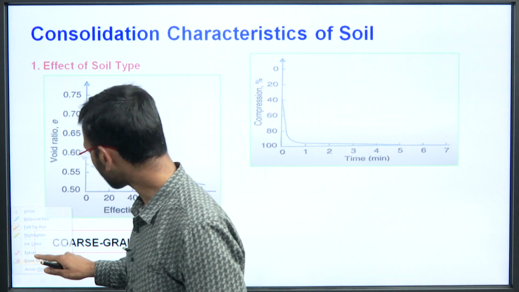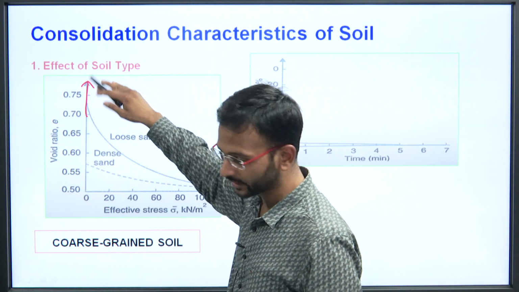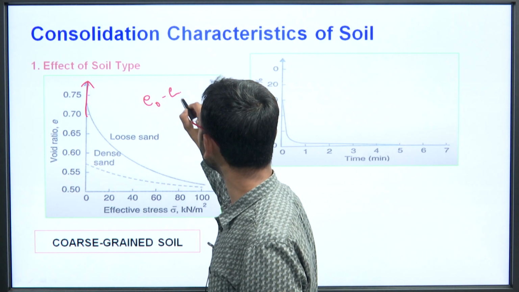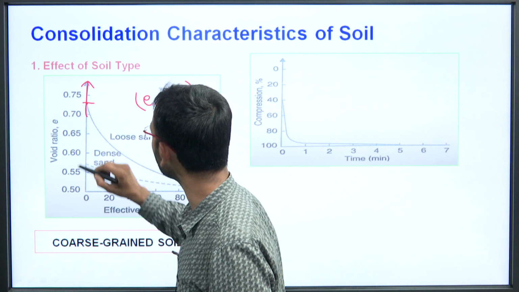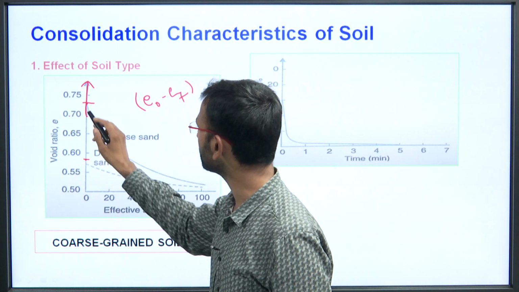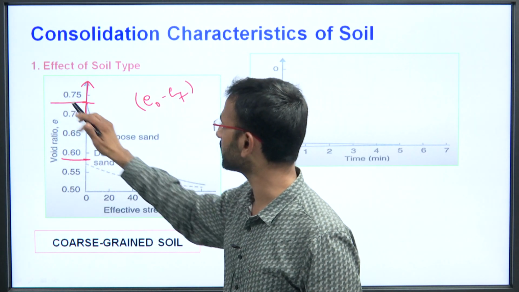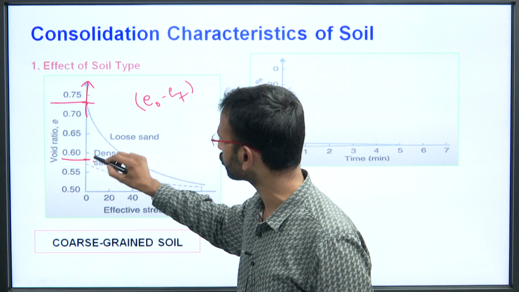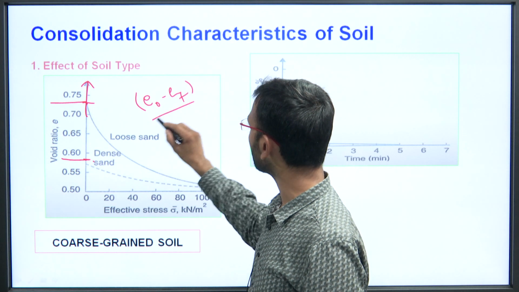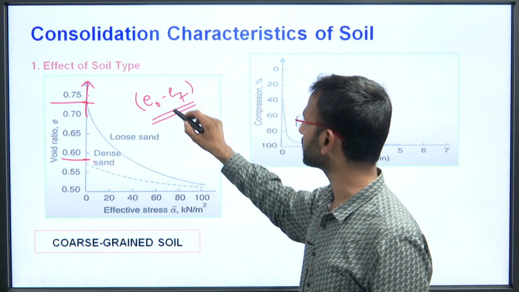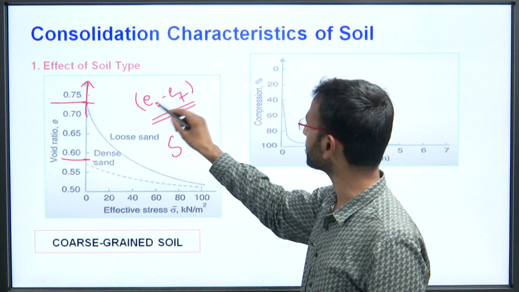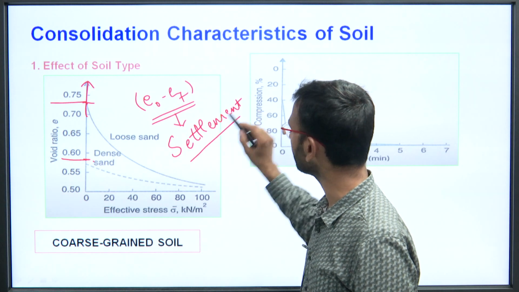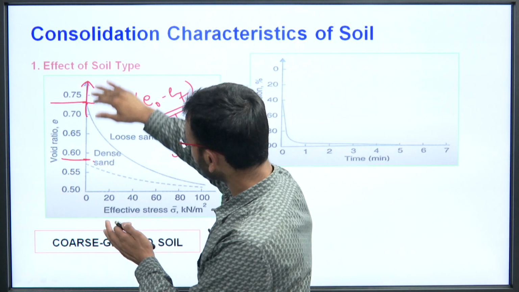Now understand one more thing: this y ordinate here depicts what? Settlement. Why settlement? Because it is e naught minus e f. Let us say initially it was e naught, and finally it was e f. So these are the two stages. The initial void ratio was this, and after the consolidation, the void ratio reduced to e f. As I told you in the beginning of the class, e naught minus e f is nothing but settlement, that tells you how much settlement has occurred. So this will denote the settlement.